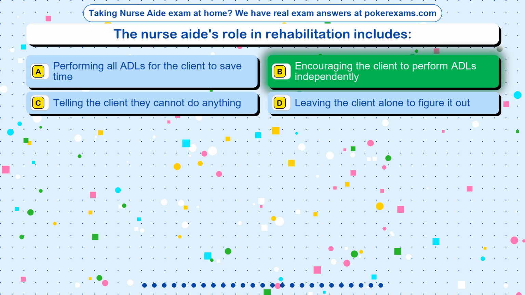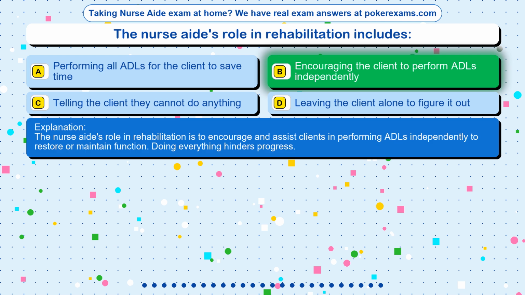The correct answer is option B. Encouraging the client to perform ADLs independently. The nurse aide's role in rehabilitation is to encourage and assist clients in performing ADLs independently to restore or maintain function. Doing everything hinders progress.